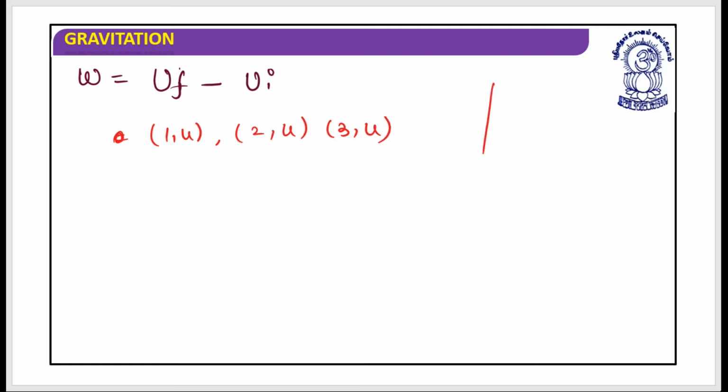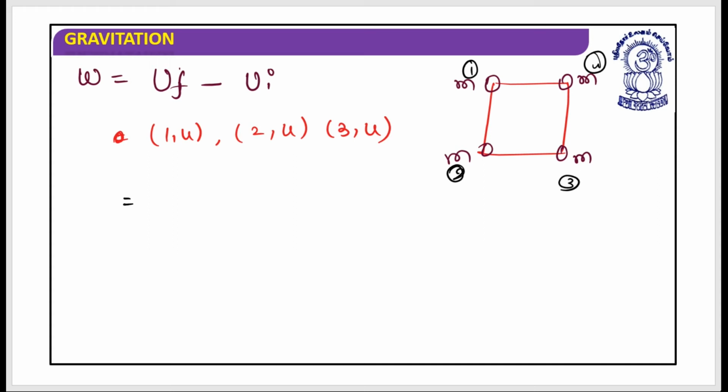So the situation, I'm drawing only the final situation because only that is required. Masses are there, M, M, M, M, and the numbering of the masses is first, second, third, and the fourth. So when I write the final potential energy minus the initial potential energy, for 1 comma 4 this is equal to minus of G M square by a. For 2 comma 4, this is equal to minus of G M square divided by root 2 a.